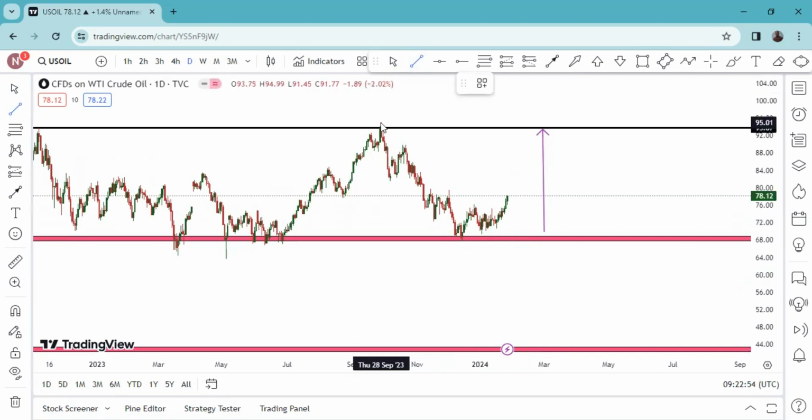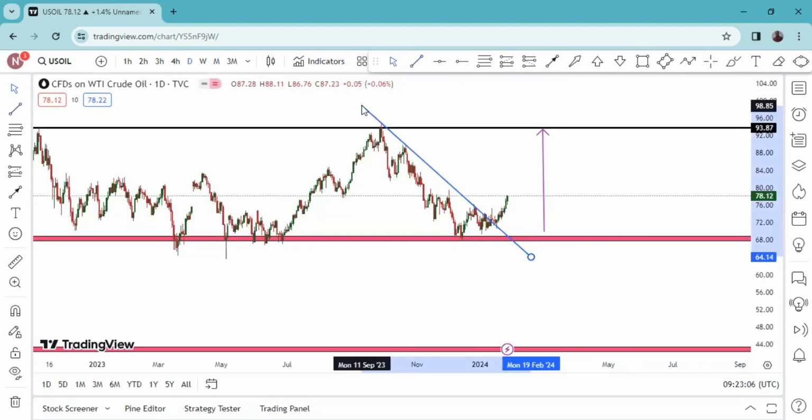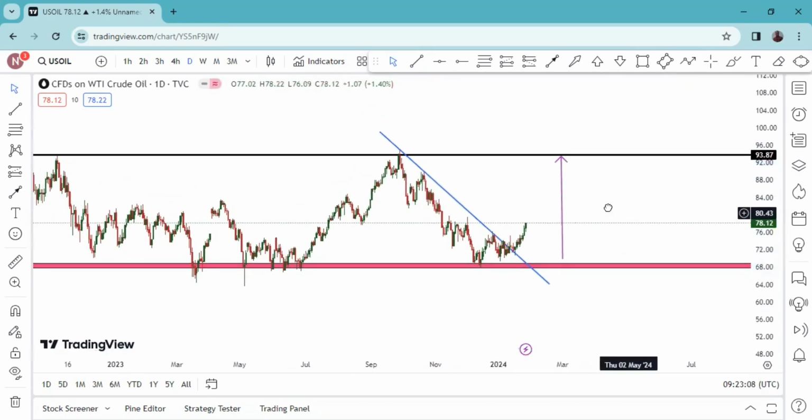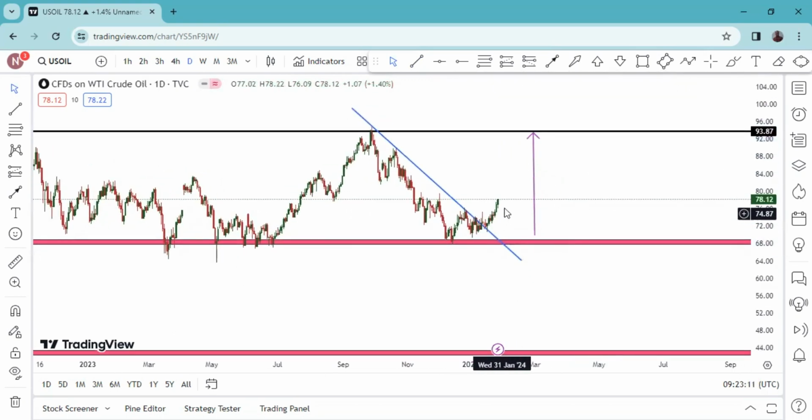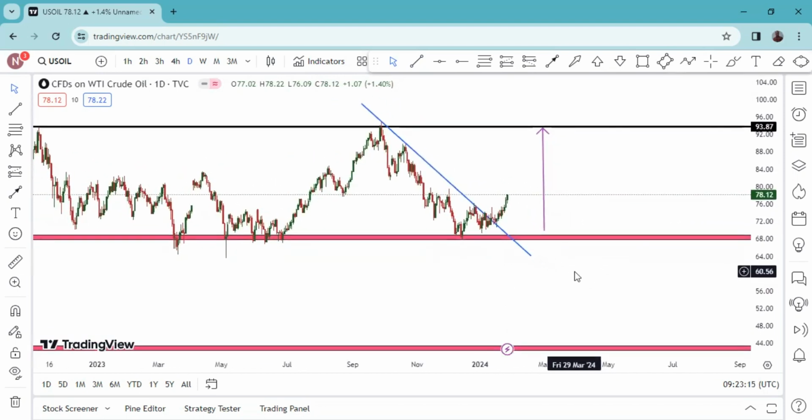The second confirmation, I'm going to draw a trend line. My second confirmation, I already show you guys that the market has already broken my trend line. So that is the second confirmation.